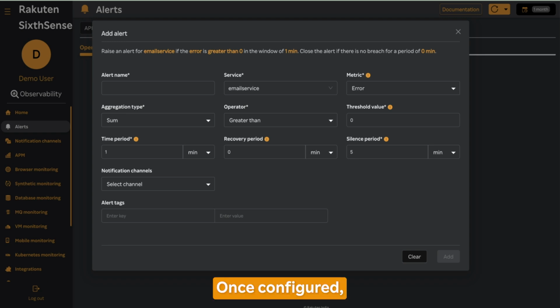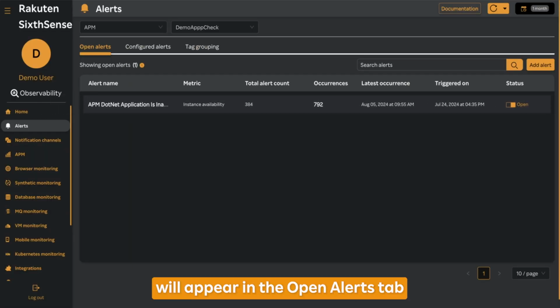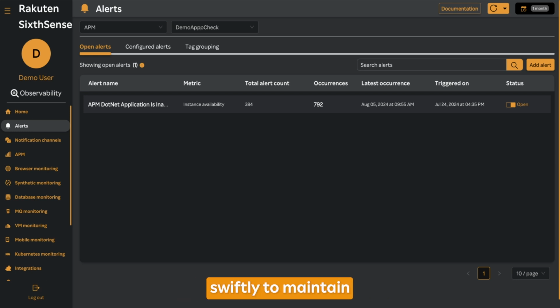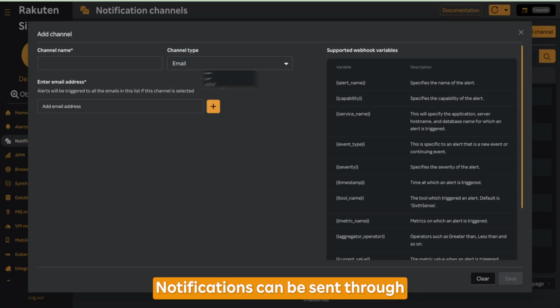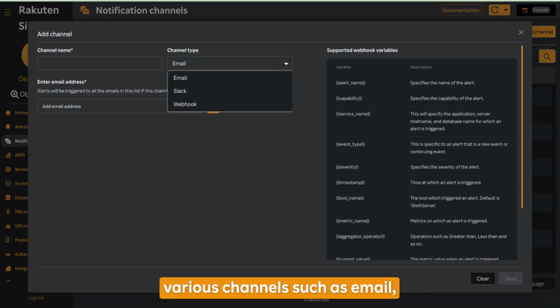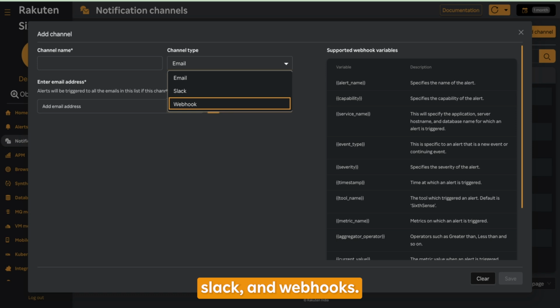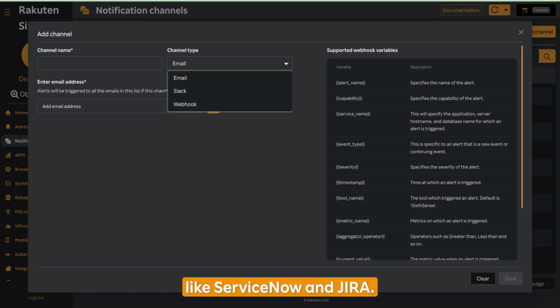Once configured, any alerts triggered will appear in the Open Alerts tab, where they can be reviewed and managed accordingly. This allows your team to respond swiftly to maintain seamless application performance. Notifications can be sent through various channels such as email, Slack, and webhooks. With webhooks, it's possible to integrate alerts directly into ticketing tools like ServiceNow and Jira.